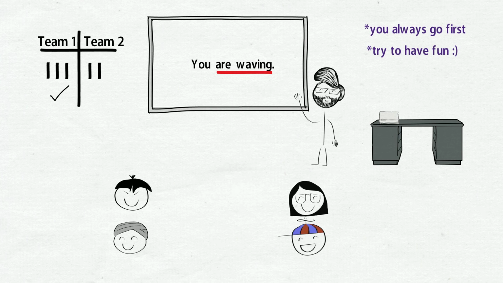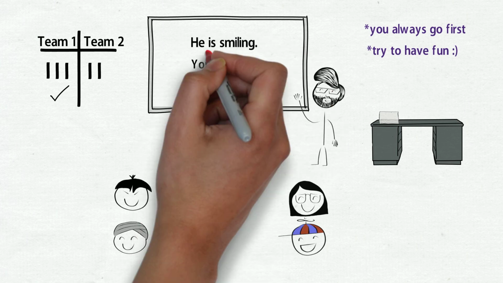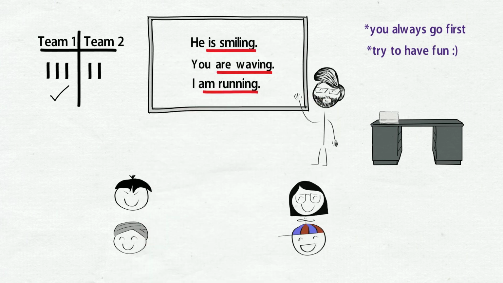Make sure that once the student is done miming the sentence, he or she writes down that sentence on the board so everyone can see. And at the end of the game, you will have a nice whiteboard filled with a bunch of present continuous sentences that can be used later on to elicit the rules about the structure and usage of that tense.